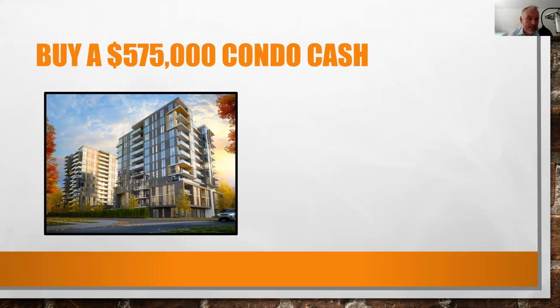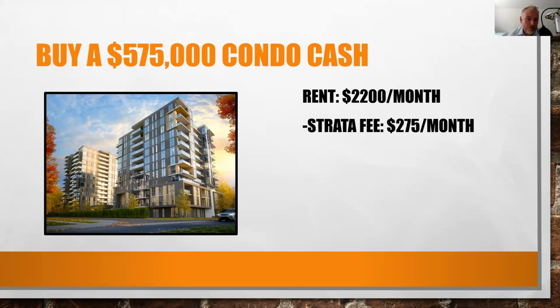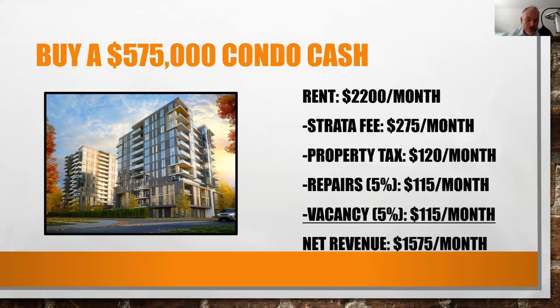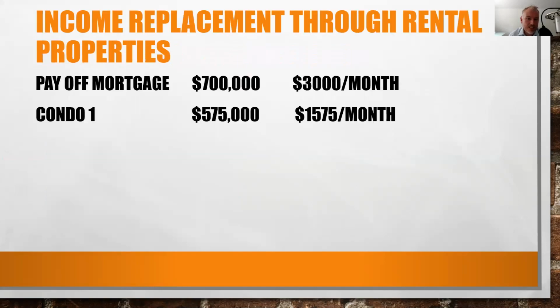Well, a $575,000 condo is paid in cash. For a location that I'm at out in Victoria, the rent would be around $2,200 a month. We then have to subtract expenses. So let's say strata fees of $275 a month, property tax of $120 a month, repairs at 5%, which would be $115 a month, vacancy at 5%, which would be another $115 a month, with a net revenue of $1,575 a month for this specific property. So this gives a cash flow of $1,575 a month.